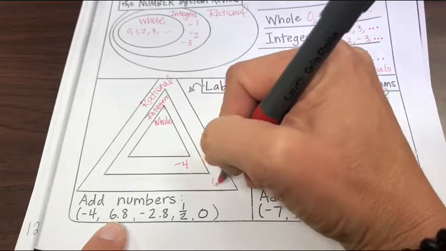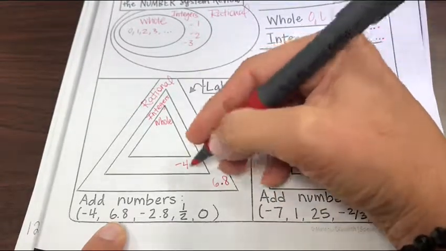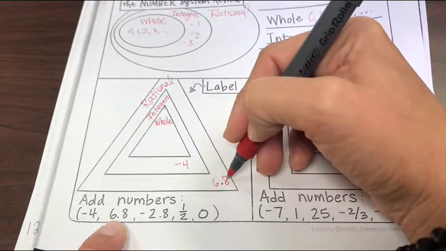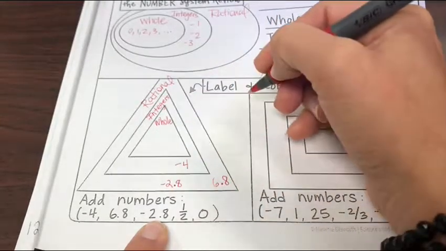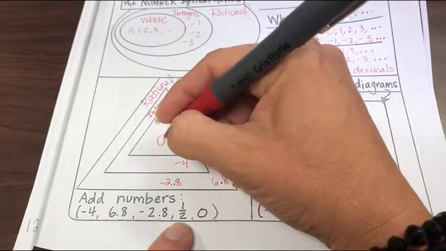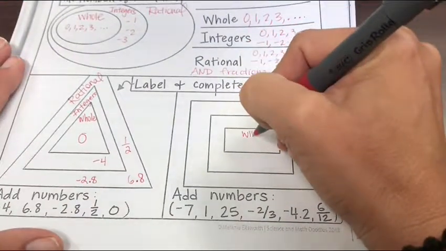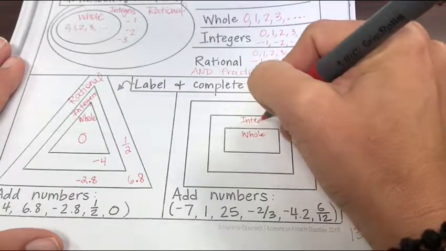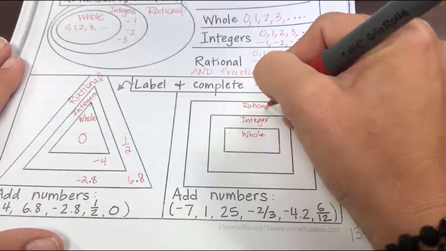6 8/10, since it's a decimal, goes outside in the rational circle. So that's just a rational number. -2 8/10 is a rational number. 1/2 as well, and then we have 0 as a whole number. On this side we have whole numbers, and this is in a rectangle shape, it doesn't matter what shape. This is integers, and these are rational numbers.